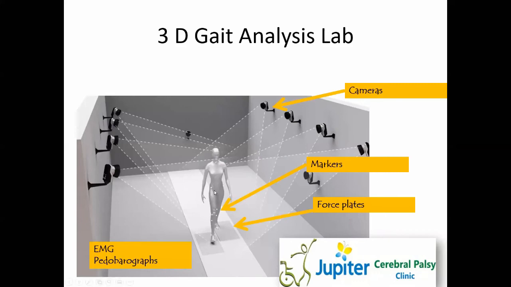Those who have not seen a gait lab, it is not just a small ground. It's a big hall with 8 cameras. There are markers which we put on the patient's body. There are force plates for us to measure the ground reaction force, and for us to give kinetics. And some of the gait labs also have EMG and pedobarograph. We don't have that at Jupiter Gait Lab, but we have cameras, we have markers, and the force plate.